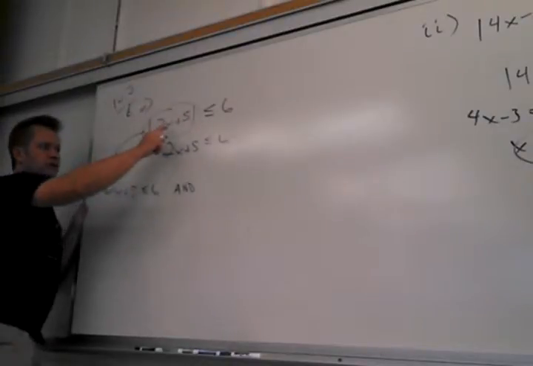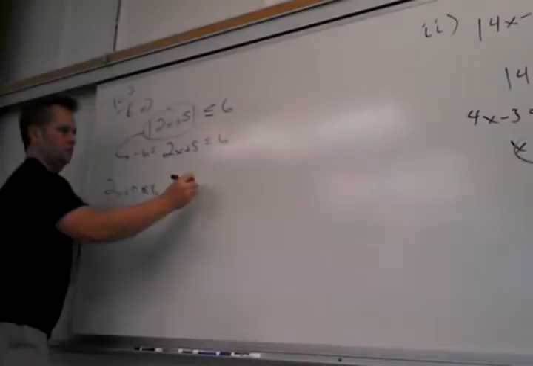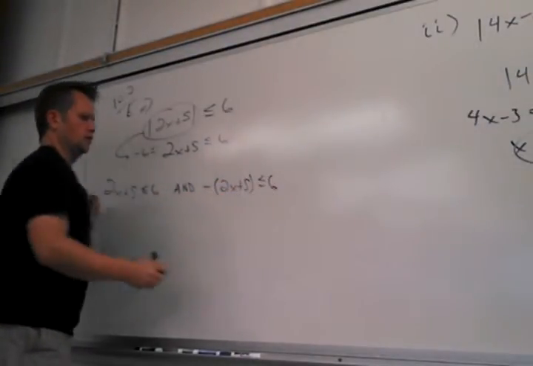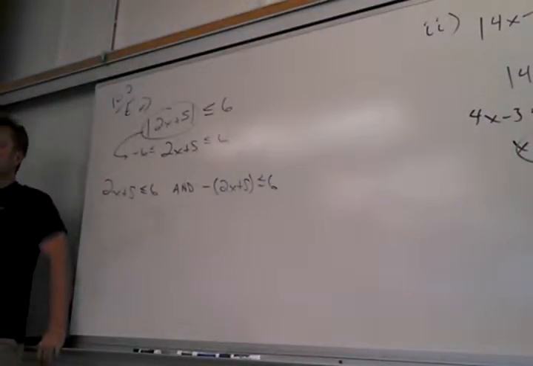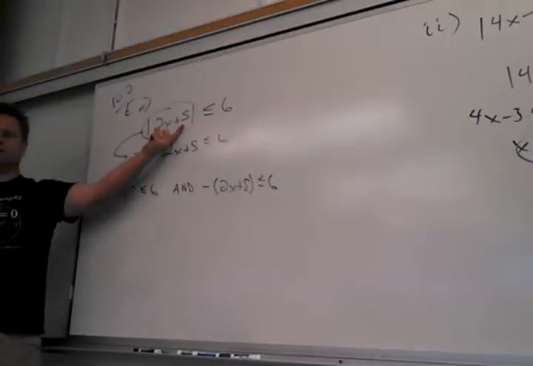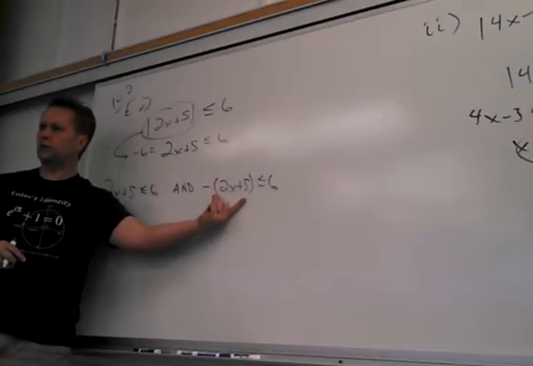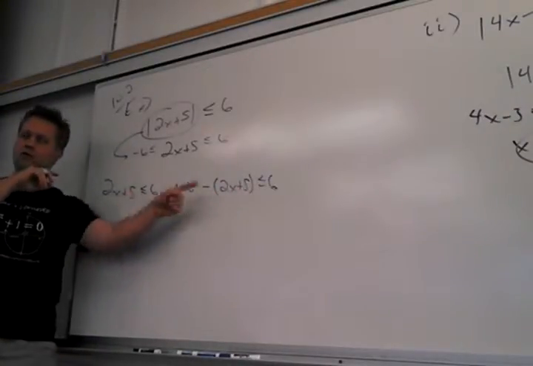And remember, what does the absolute value do to something? It either leaves it alone or it changes the sign, right? I'm going to let you soak that in for a second. So the absolute value of x is x or negative x. So what's the absolute value of 2x plus 5? 2x plus 5 or negative 2x plus 5? No. Stay with me. You can totally do this if you want to.